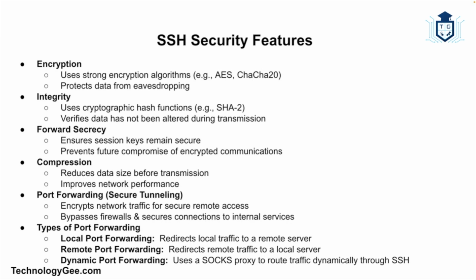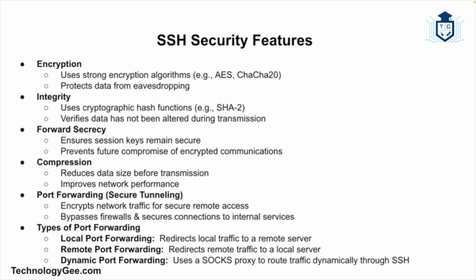There's forward secrecy. SSH supports forward secrecy, which ensures that session keys are not compromised, even if long-term keys are compromised in the future. There's compression. SSH can compress data before transmission, which reduces the amount of data sent over the network, which improves performance. And then there's port forwarding. SSH allows secure tunneling of network traffic, providing encrypted access to services behind firewalls.